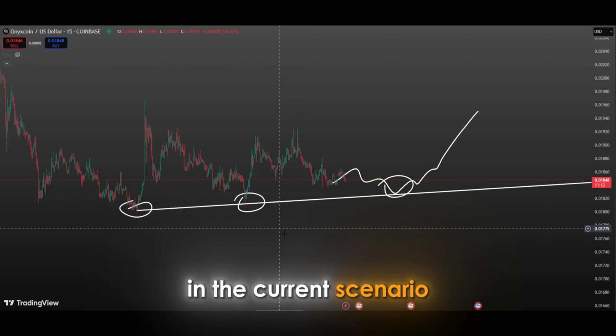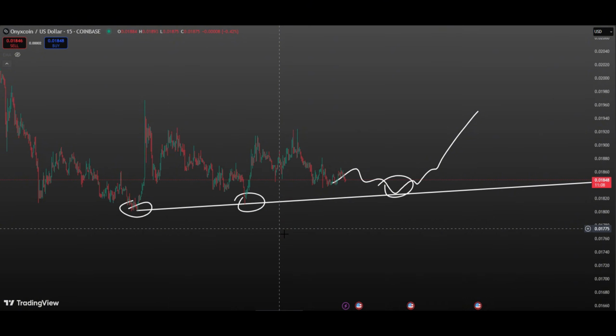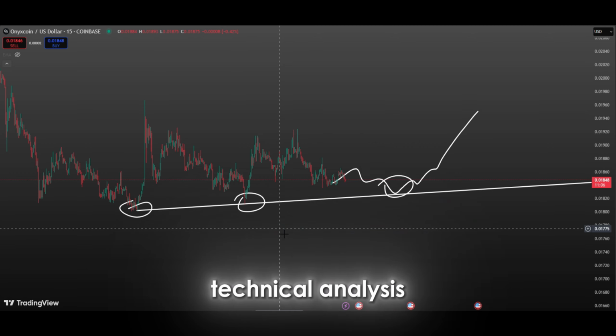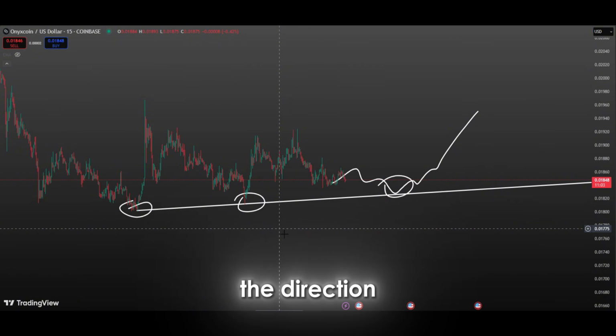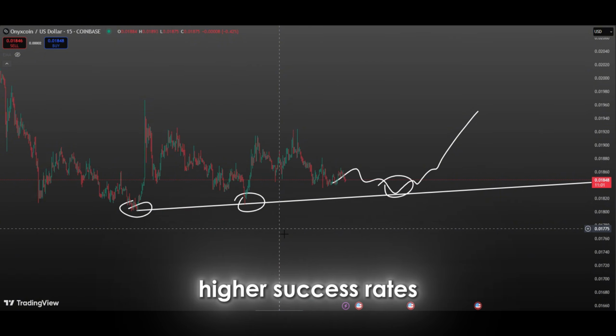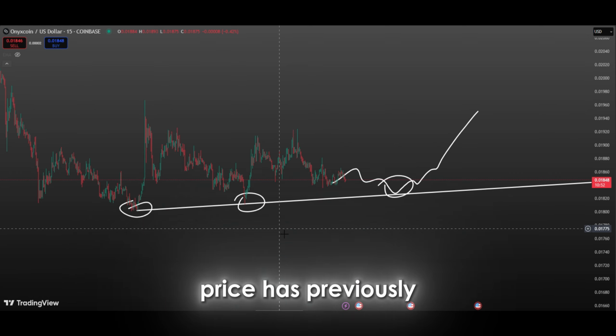In the current scenario, the price approaching the ascending trend line suggests that strong demand may emerge, leading the price to gain upward momentum once again. There's a frequently used phrase in technical analysis: "The trend is your friend." This saying emphasizes that trading in the direction of the trend tends to yield higher success rates over the long term. Considering that the current trend is upward and the price is nearing this trend line, this presents a highly favorable picture for investors. These types of movements often mark the beginning of a new rally, especially if the price has previously bounced off this trend line and formed new highs.